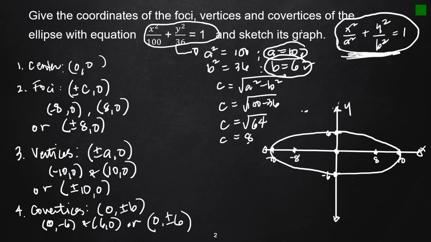The equation of this ellipse is x squared over 100 plus y squared over 36 equal to 1. And that's how you determine the coordinates of the foci, the vertices and covertices of an ellipse given its equation, and that's how you sketch its graph.